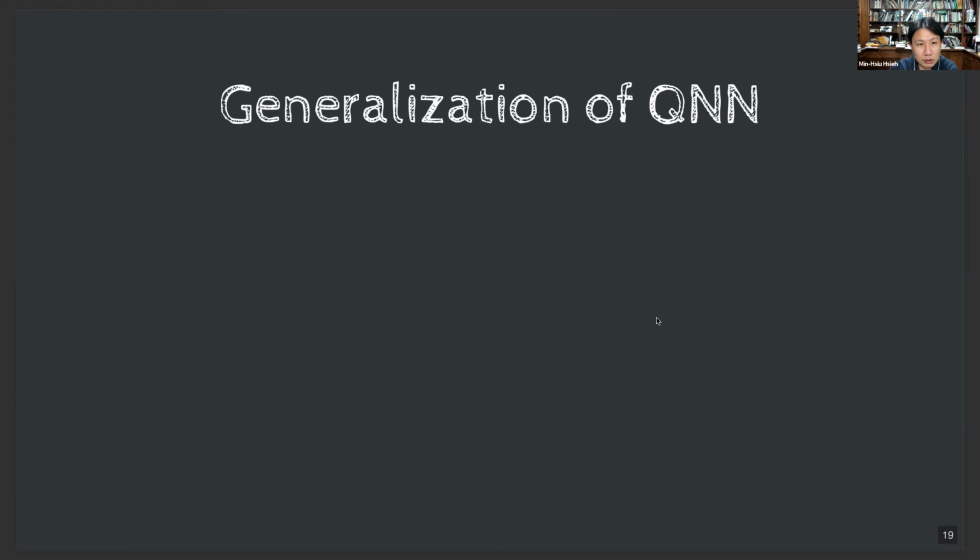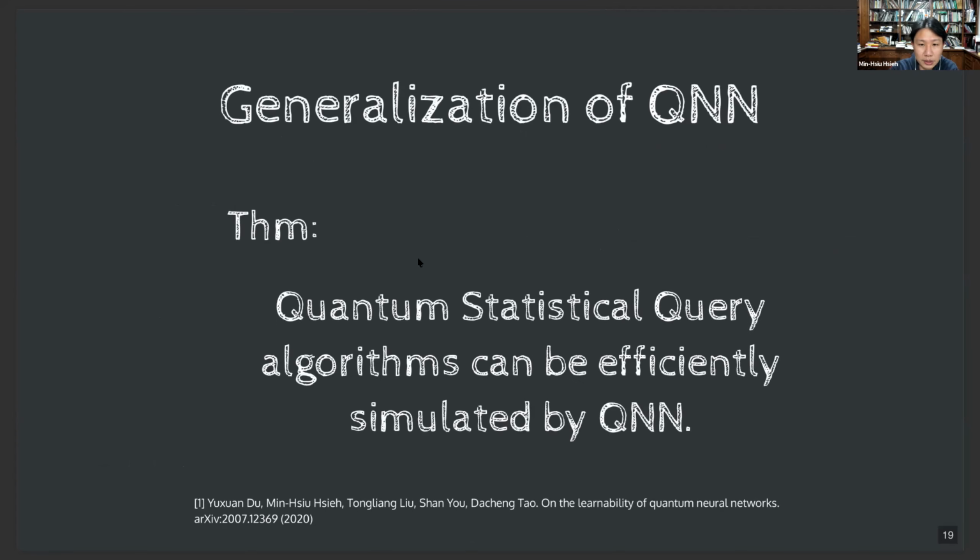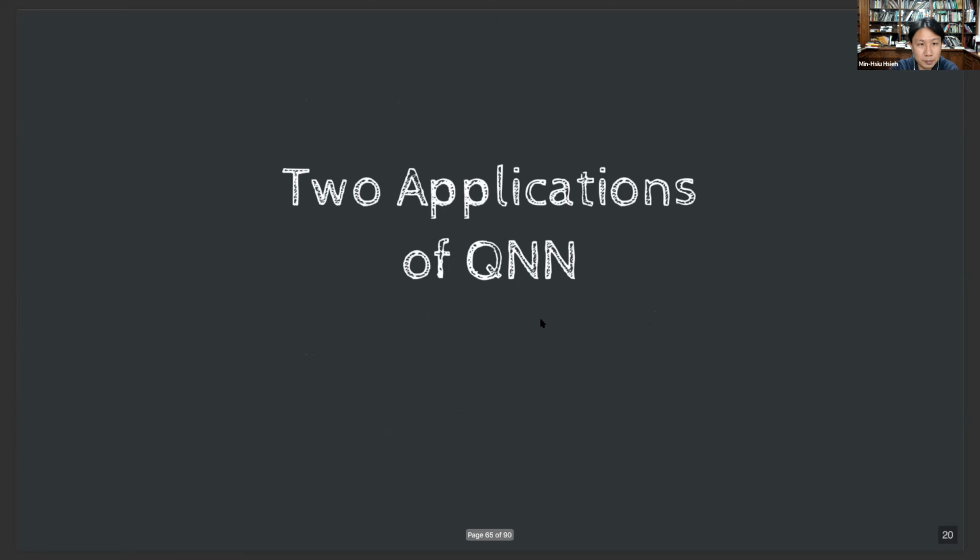For the generalization, basically we study the statistical query algorithm, the statistical query models. We show that they can be efficiently simulated by QNN, but I would like to skip this slide because it would take me too long to go into the definition of statistical query and all that. If you are interested in this, we can discuss offline.